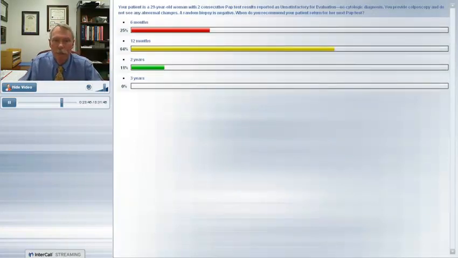Very good. And the majority of respondents are between 6 months and 12 months. I believe that a large number of experts would recommend simply repeating the patient's Pap test at 12 months.